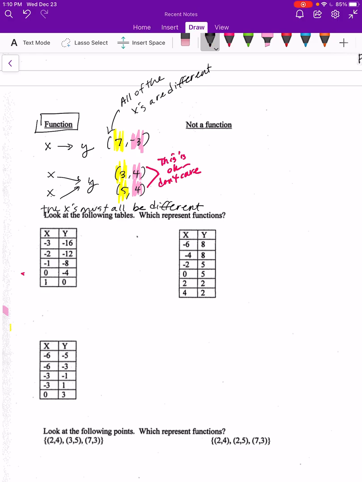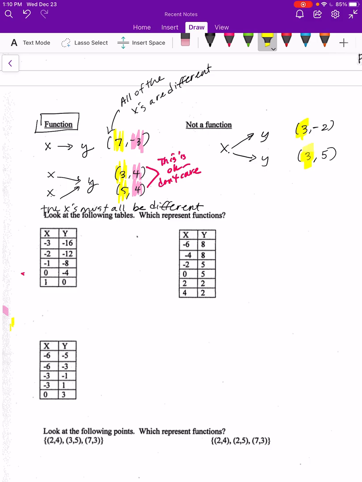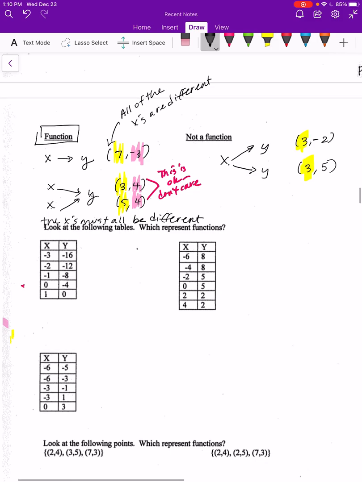Not a function in mathematical language usually looks something like this. X, and it says y. And it would be something like this. So if we put points here, it would be 3 and say this is -2 for the y. And because it's the same x going to a different y, it would be 3 and then maybe like 5. If you have these x's that are the same, right here, notice they're both 3's, that's not okay. They're the same. So because they are the same, this is not a function.